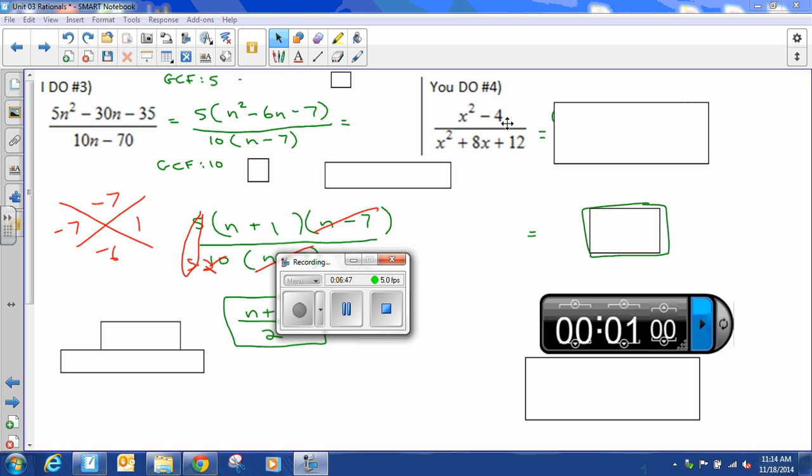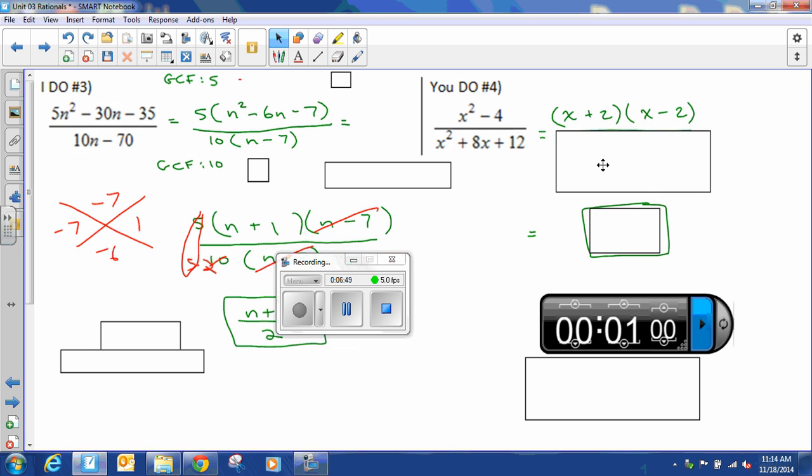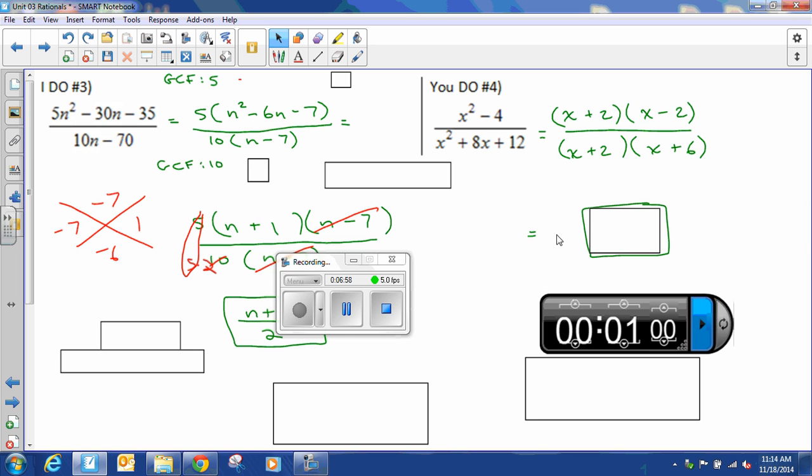Number 4, here we have a difference of perfect squares in the numerator that can be expanded out to x plus 2, x minus 2. And x squared plus 8x plus 12 is simple trinomial factoring that is broken down to x plus 2, x plus 6. The x plus 2's cancel out, and we are left with x minus 2 over x plus 6.